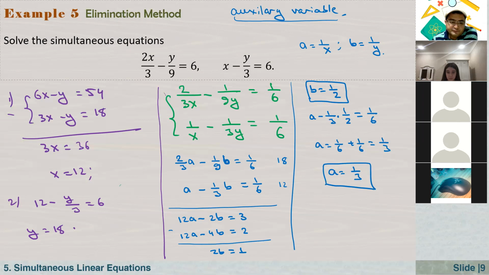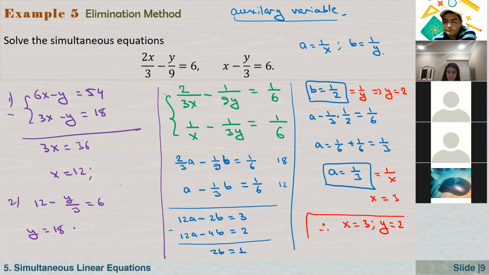Now from here, what is b? b is equal to 1/y, so from here we need to find y. What is y? y equals 2. Now, what is a? a equals 1/x, so x equals 3. So our answer for the original equation is x equals 3 and y equals 2.